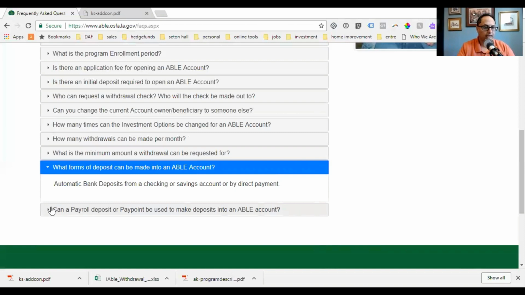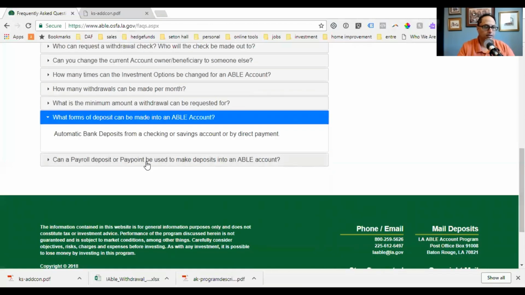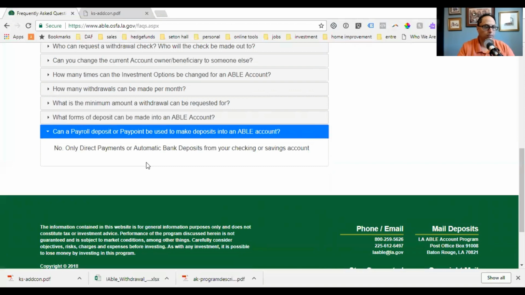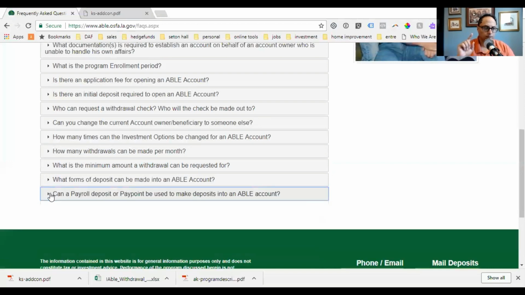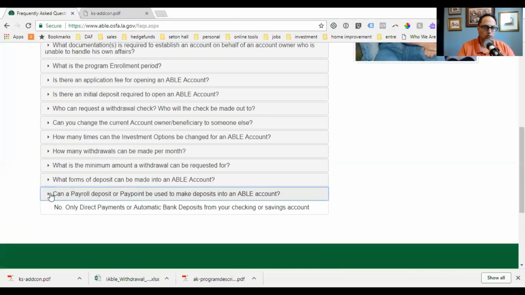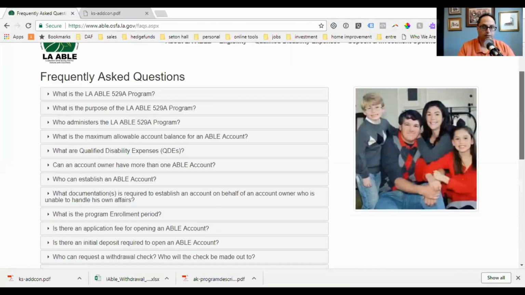What form of deposit can be made? Automatic bank deposits from checking or savings accounts, or direct payment. We know that. Can a payroll deposit be made? No, only direct payments or automatic payments from your checking and savings accounts. Okay, so it was a pretty productive group of questions.